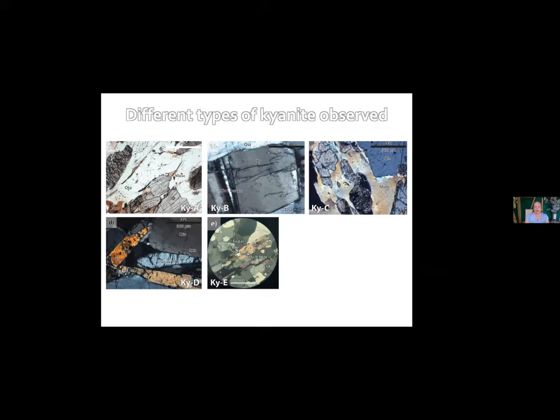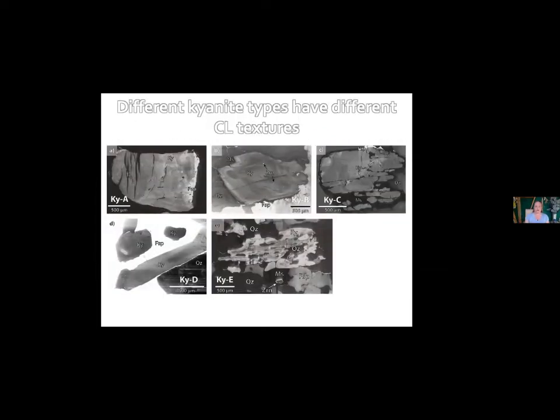So we identified these 5 different types of kyanite, and then to investigate them further and try and find out how they formed, I did some cathodoluminescence imaging to look at their internal textures, and most of them came back quite complex, and it can be quite hard to delineate the differences between them. But what I want you to take away from this is that kyanite A, kyanite B, and kyanite C all have quite complex internal zonation. Sometimes you can see some sector zoning in there and some interesting features, but they can generally be described as complex.